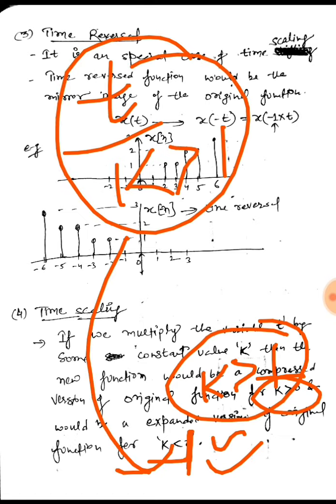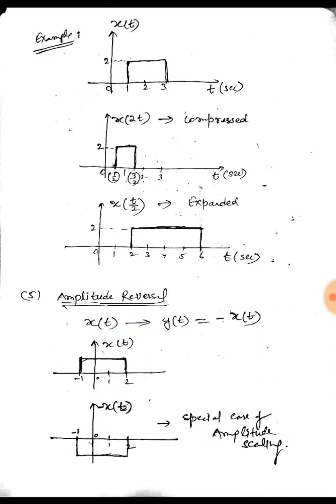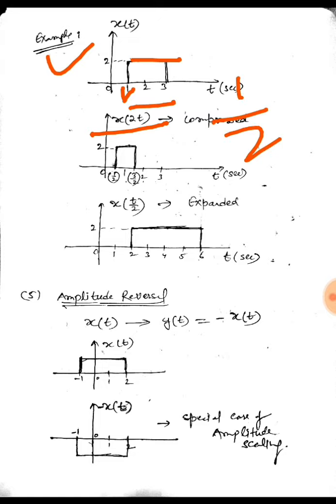These are both the same thing. Okay, let's see now how. In this example, if x(t) is a square pulse which is defined for time 1 to 3 with amplitude 2, and I need to calculate x(2t), it would be compressed. What I was getting at 1, now I will get at 1 by 2, and what I was getting at 3, now I will get at 3 by 2.